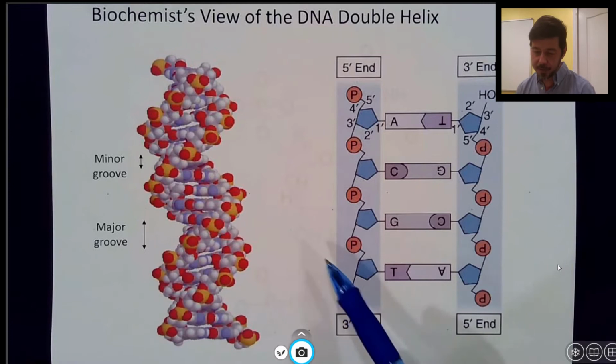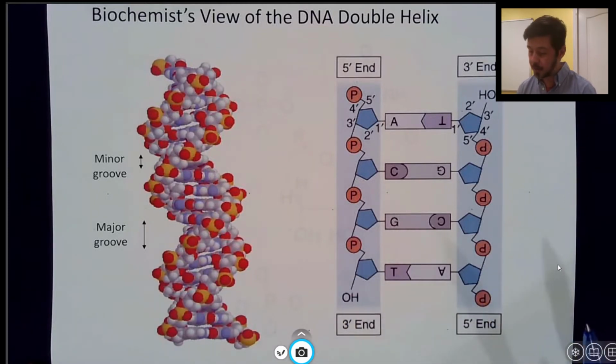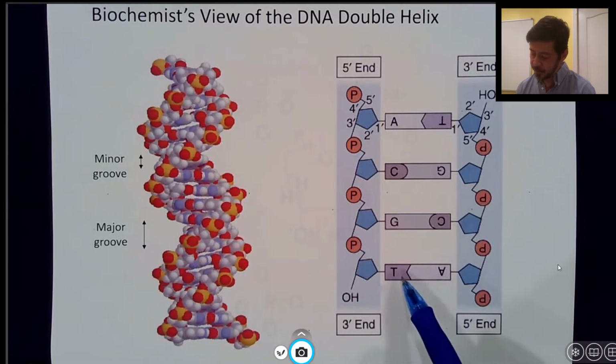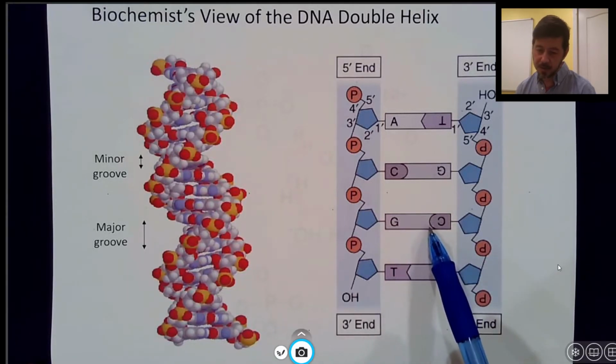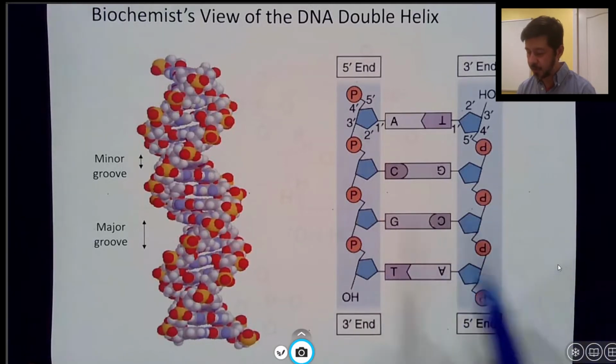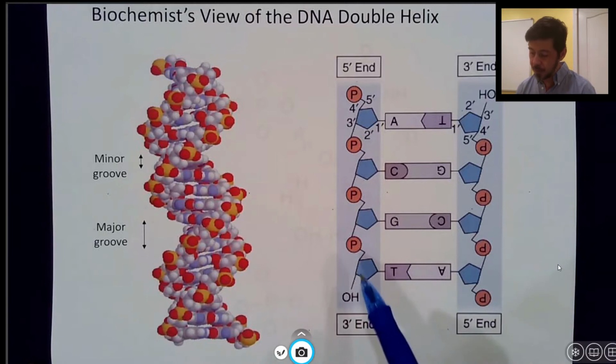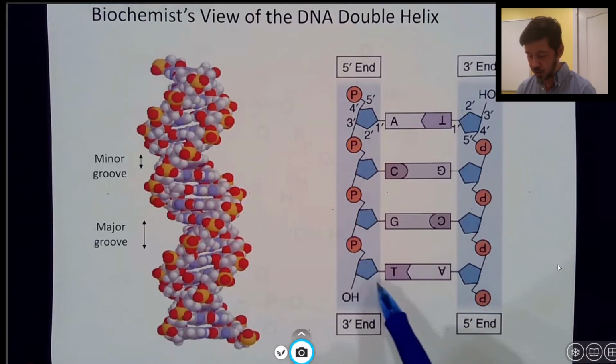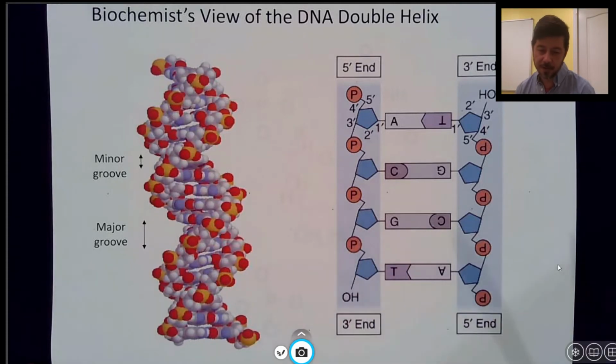You've also probably seen a cartoon representation like this showing that you have A binding to T in a specific fashion and G hydrogen bonding to C in a different fashion. So you get what is known as base pairing specificity. And then you have these five-membered sugars, and they are linked together by phosphates.